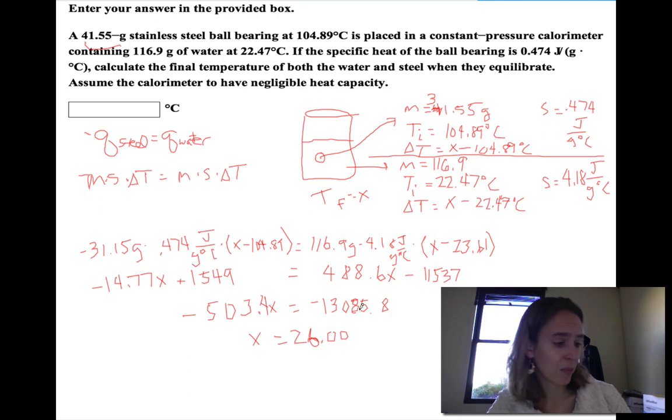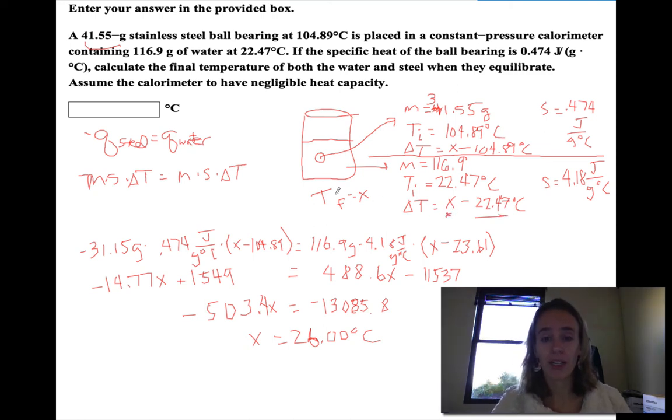And what did I define my x as before, remember? I defined it as the final temperature. The change in temperature was the final minus the initial. So this is the final temperature of both the ball bearing and the water.